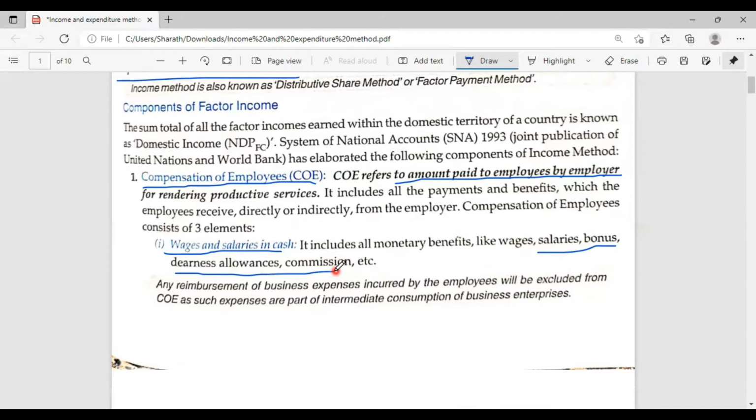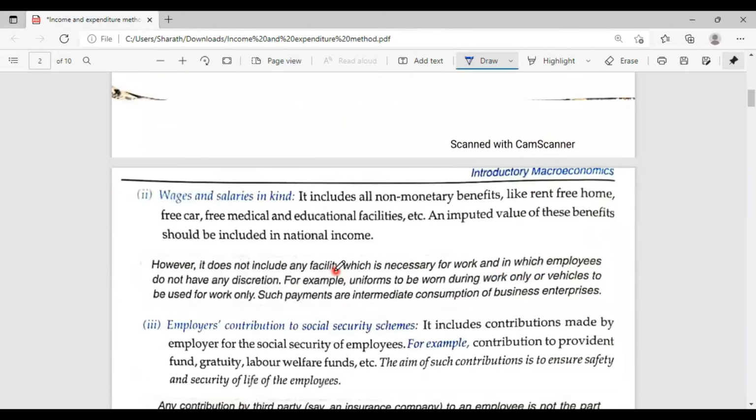And we have another element called wages and salaries in kind. Here, these are non-monetary benefits. The employer is never going to give cash in this particular element. They give non-monetary benefits like a rent-free home, free car, free medical arrangements, and education facilities for an employee's family. If they provide any such benefits, they can be treated as wages and salaries in kind. Yes, this is also a part of COE.